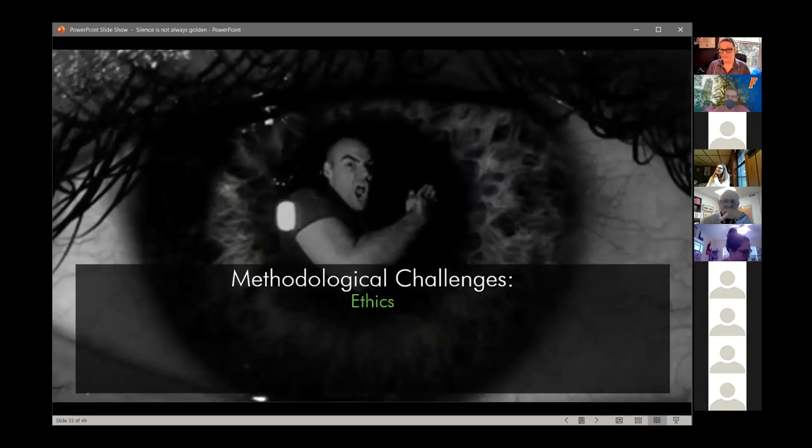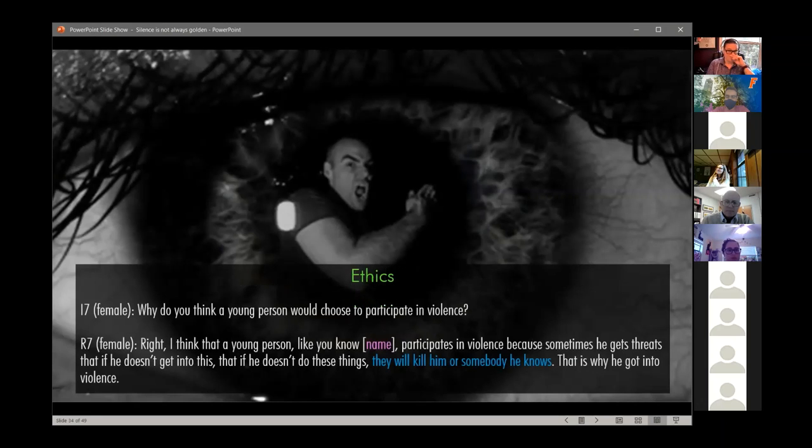And then we have the ethical challenges, right? And the ethical challenges are tough in this project to begin with. So there were a lot of protocols in place, a lot of things that we had to really think through to keep our participants and the data safe. So let's look at one ethical issue.